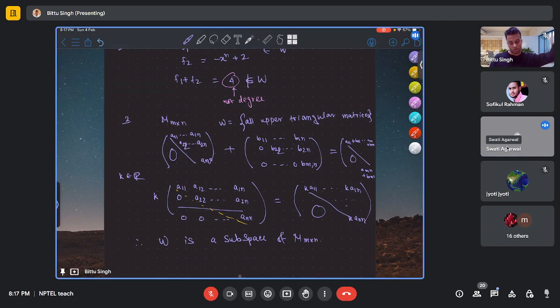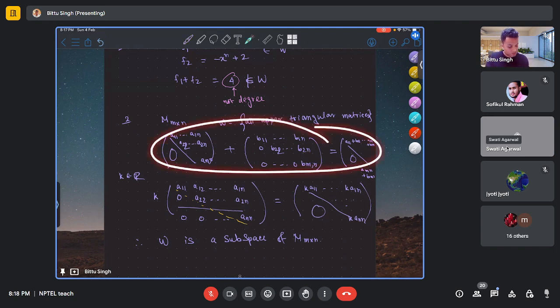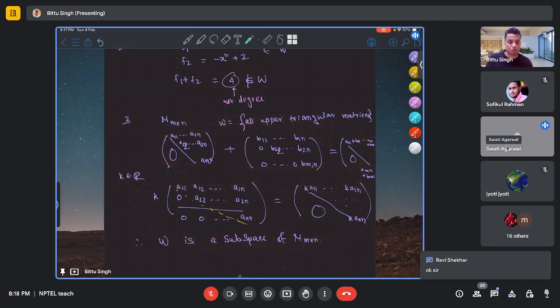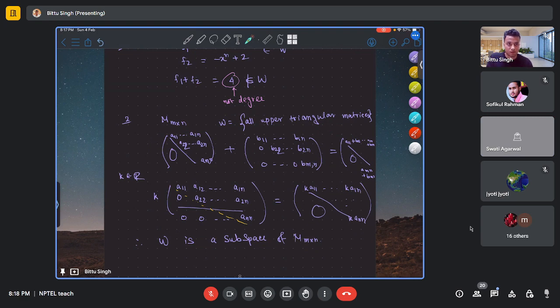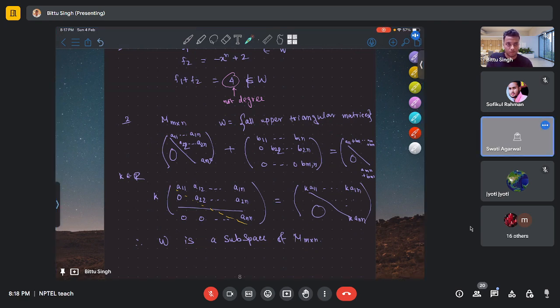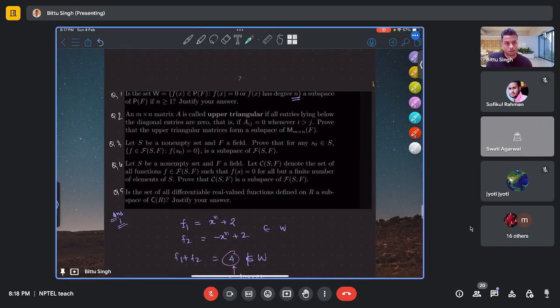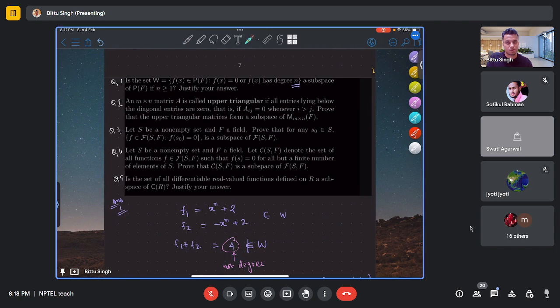You are saying that you have chosen two elements from W, and you are proving that their addition and their scalar multiplication also belong to W. Closed under addition, and the second will imply closed under multiplication. So here, what is the criteria? Because the result of addition and the result of multiplication is also a triangular matrix. That is the criteria for closure, because W is defined in this way: take all upper triangular matrices.